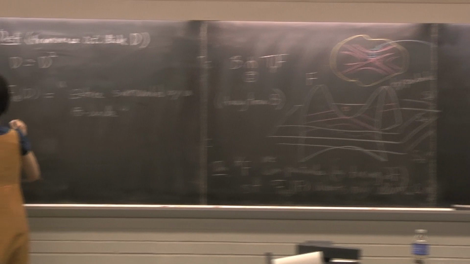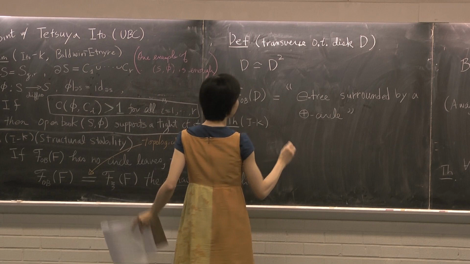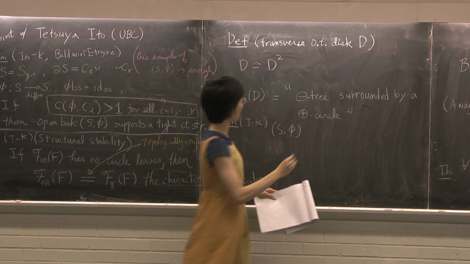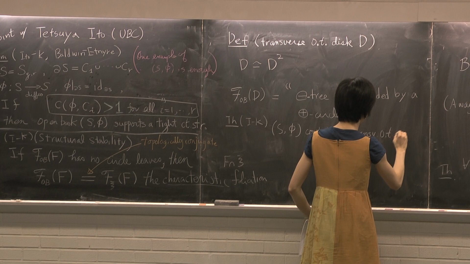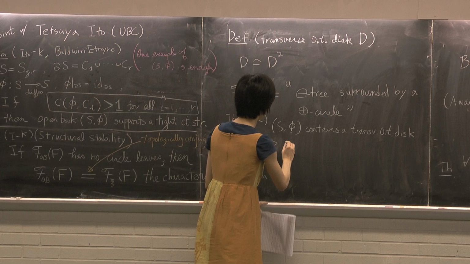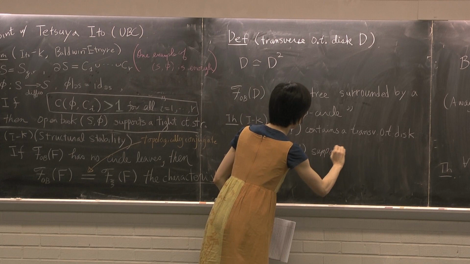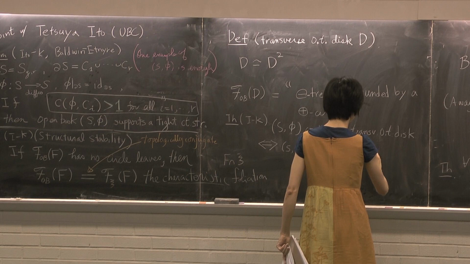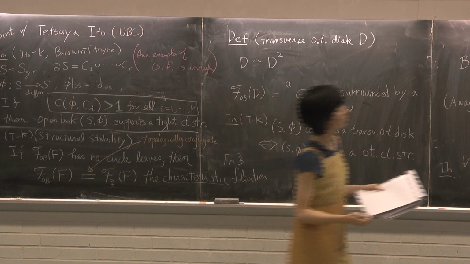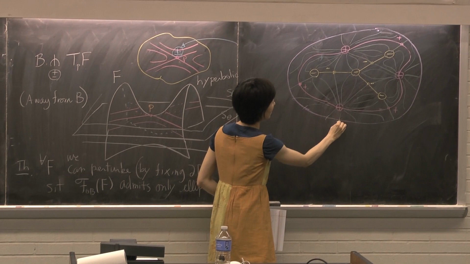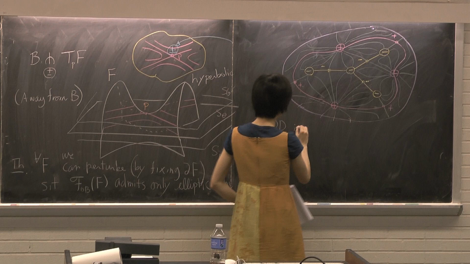And then the theorem is: an open book S surface and diffeomorphism contains a transverse OT disk, overtwisted disk, if and only if it supports an overtwisted contact structure. Is the boundary transverse? Yes. The boundary is transverse everywhere. So the boundary of D is a transverse knot in particular.